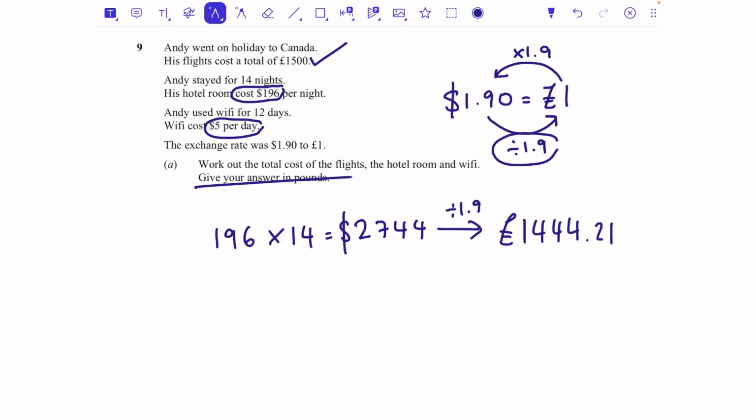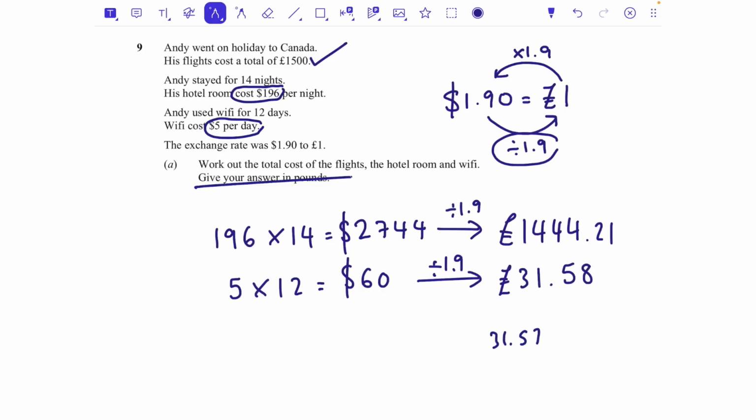Now for the Wi-Fi, 12 days he used the Wi-Fi at $5 per day. So 5 times 12 is $60. And again, we need to get that into pounds. So I'm going to divide by 1.9. And that is £31.58 because it's 31.578. So that would round up. So 31.58 is my answer for that bit.